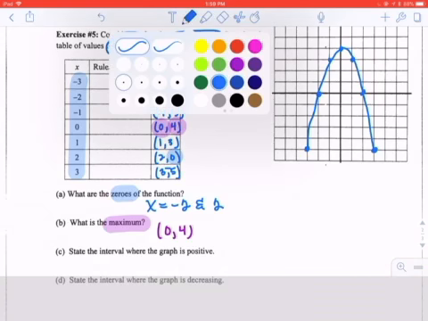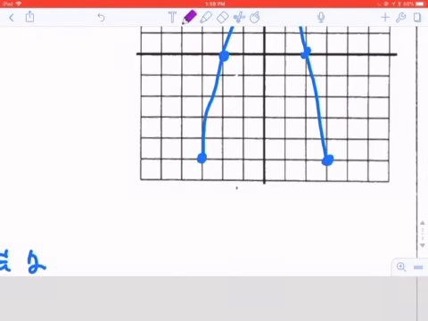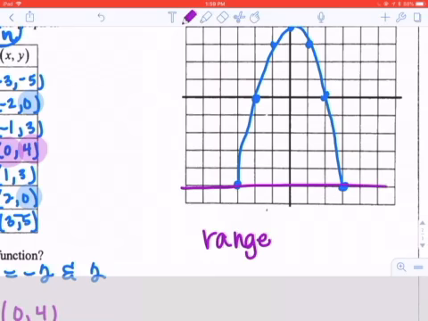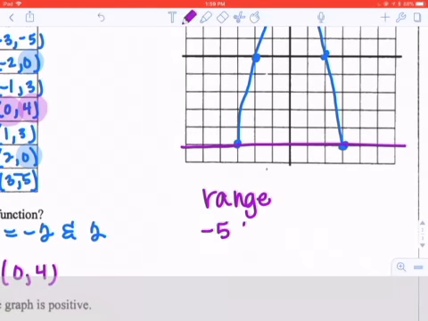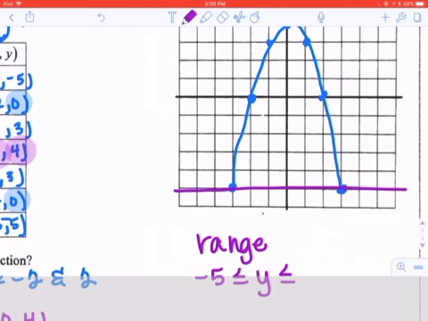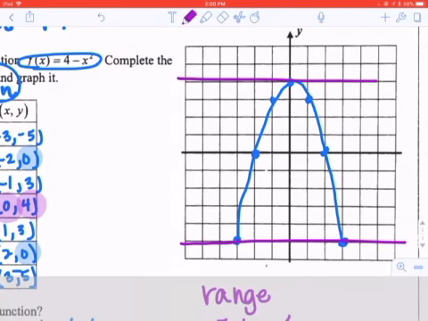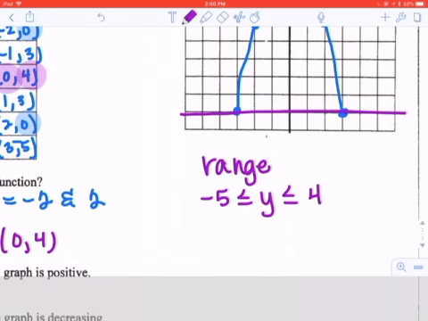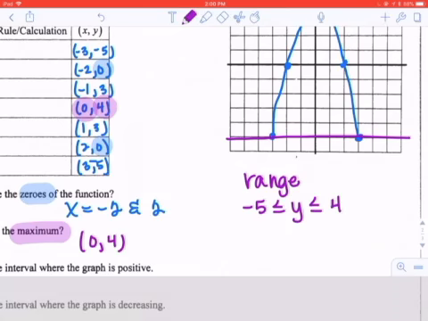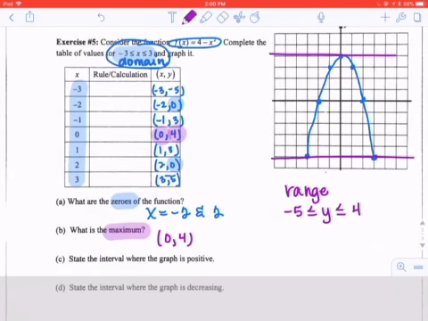By the way, what's our range then? Might as well talk about that real quick. What is our range? The domain goes from -3 to +3. What is the lowest y value? Well, that's right here. These share the lowest y value, the minimum, and that is at -5. And it's less than or equal to all the y values that are less than or equal to the highest y value, which is at 0, 4. So your y values range from -5 to 4, including -5 and including 4.